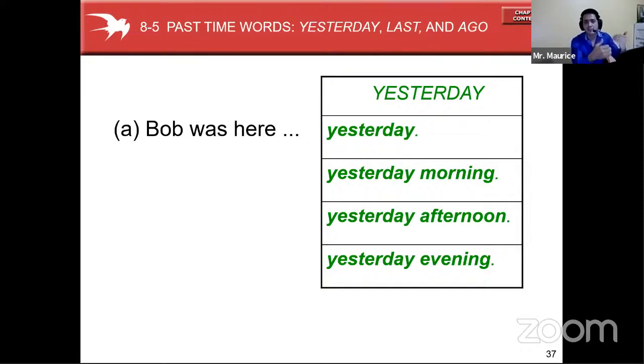Con esta palabra yesterday tenemos esta secuencia. Ayer por la mañana, yesterday morning. Ayer por la tarde, yesterday afternoon. Ayer por la noche, yesterday evening. So with one single word, we can give specific information with the word yesterday. Yesterday morning, yesterday afternoon, and yesterday evening.